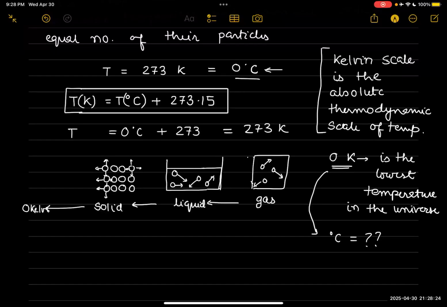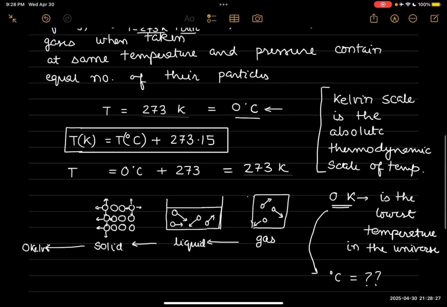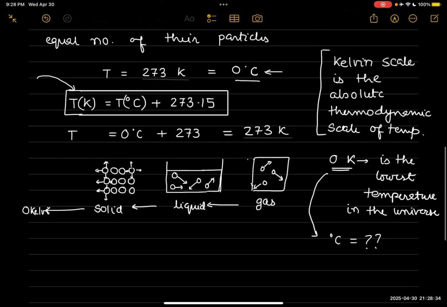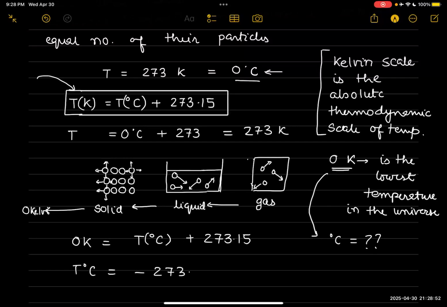-273. So Kelvin is 0 Kelvin, right? I will put the 0 in place of temperature in Kelvin. 0 Kelvin equals temperature in degrees Celsius plus 273.15. Okay, the temperature in degrees Celsius is going to be minus 273.15. That is equal to 0 Kelvin. Got it?